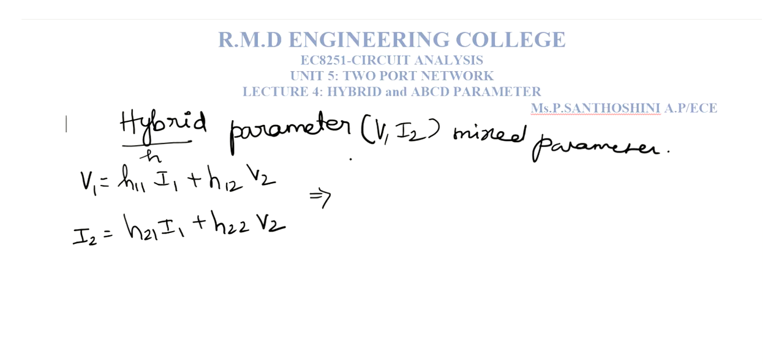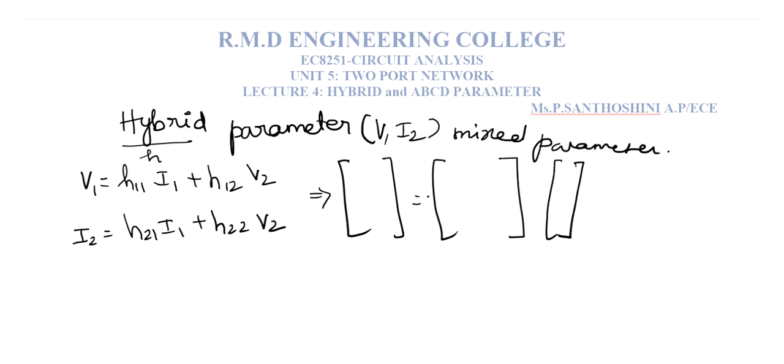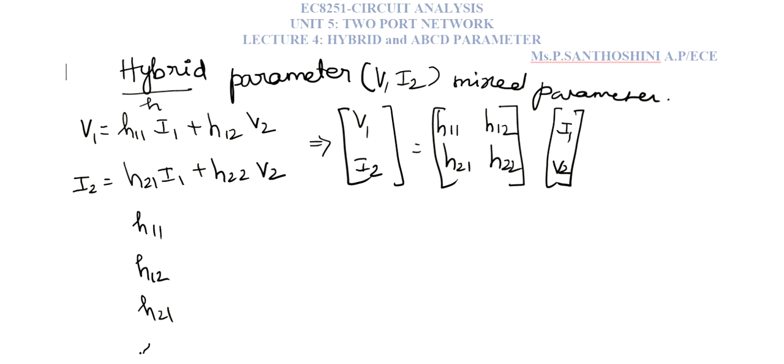And then tell me how to write it in matrix format. This is a column matrix, followed by a square matrix, followed by a column matrix. The column will be V1 and I2, then the square matrix is H11, H12, H21, H22, and the other column is I1 and V2. So these are the basic things. Now the parameters are H11, H12, H21 and the last one H22.